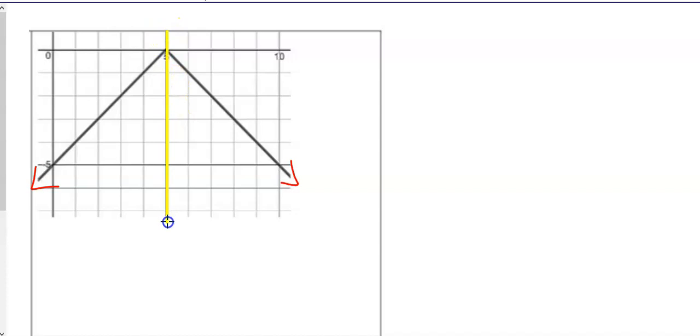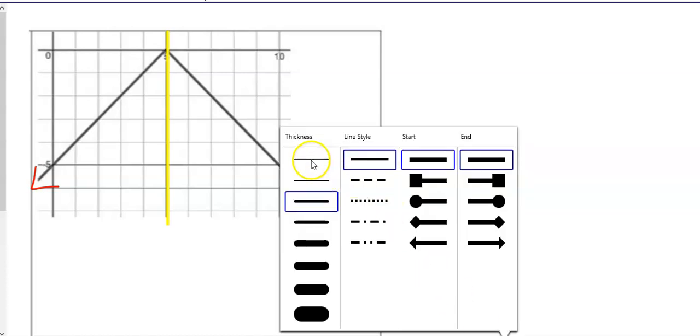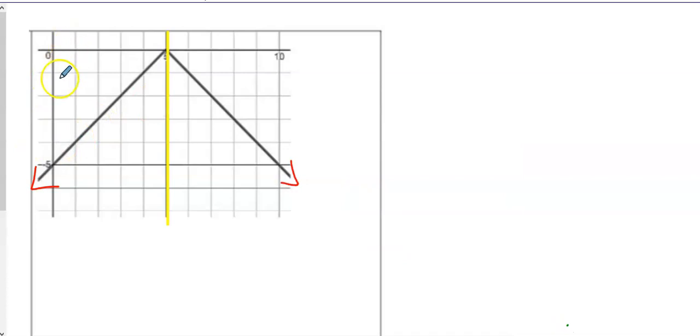Here's our axis of symmetry. So let's look at the left side of the graph. Sometimes it'll ask you about the right side, and sometimes it'll switch the x's and y's. It can get a little bit confusing. So let's look at the left side.